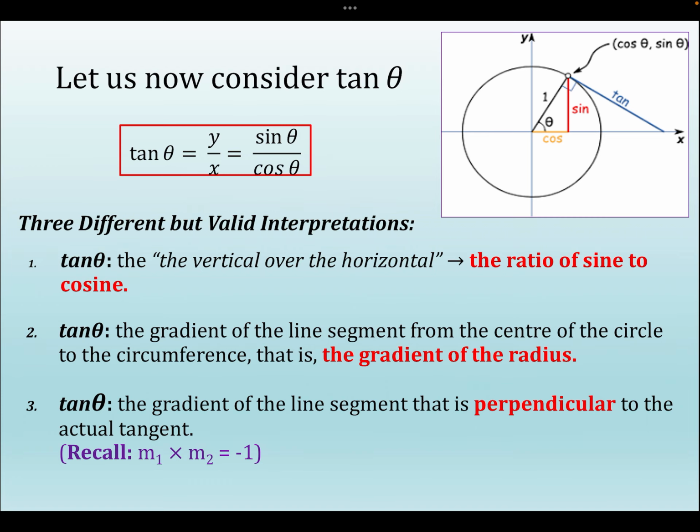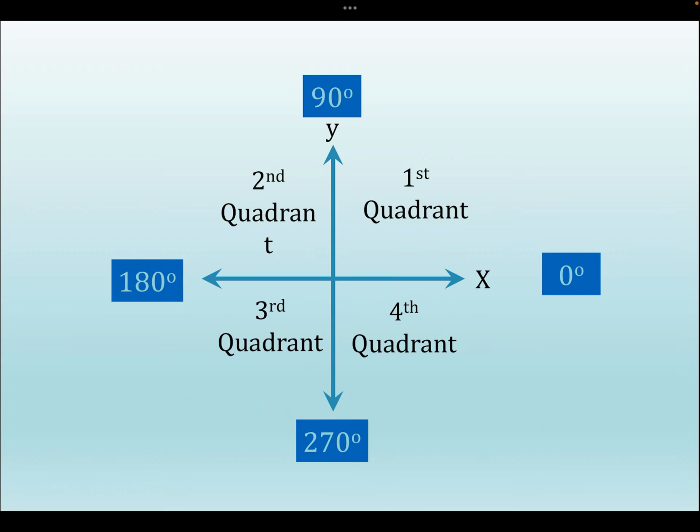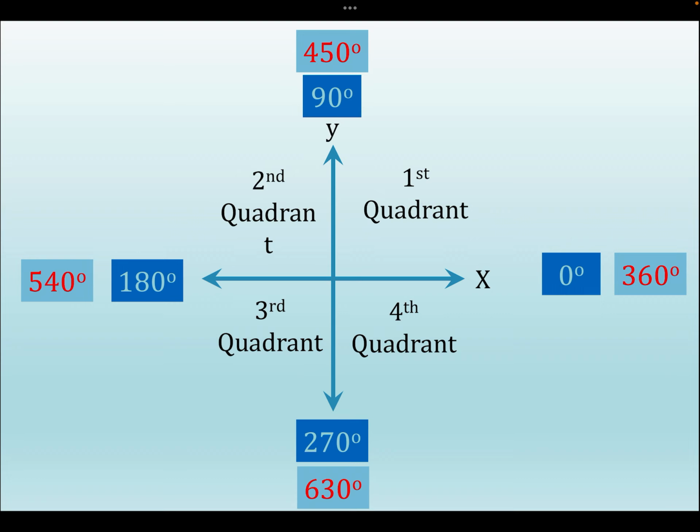So now, let's think about the 4 quadrants. You know that in the Cartesian plane, we have 4 quadrants. Quadrant 1, quadrant 2, quadrant 3, quadrant 4. First, second, third, and fourth. Now, let's start thinking about measuring angles. If I start off with 0 degrees, going in the counterclockwise direction, 90 degrees, 180, 270, and 360, 450, 540, 630, and so on and so forth.